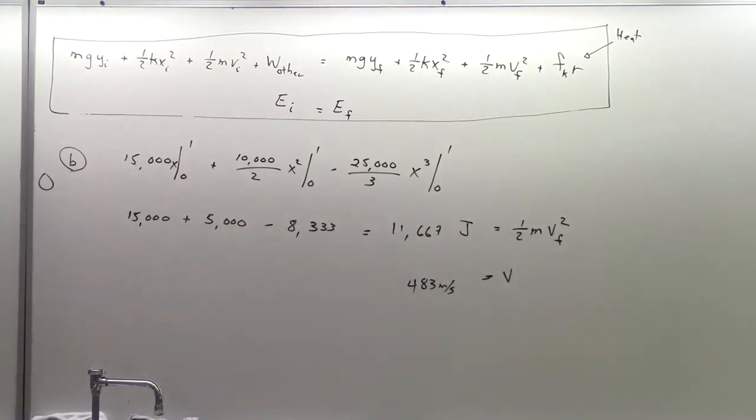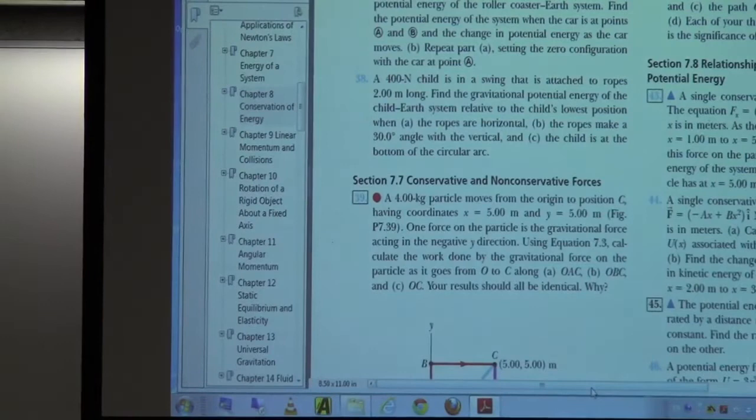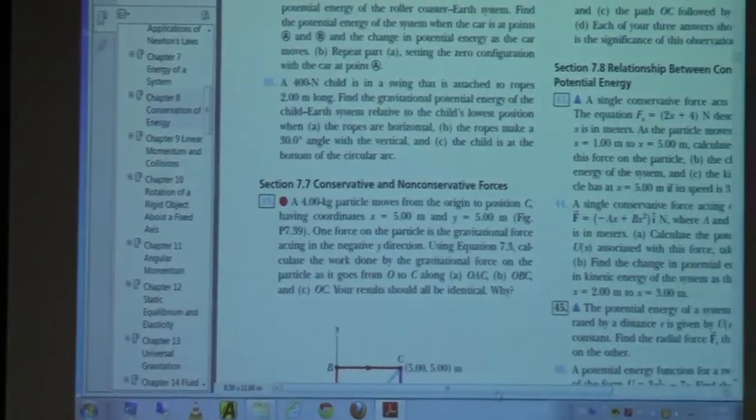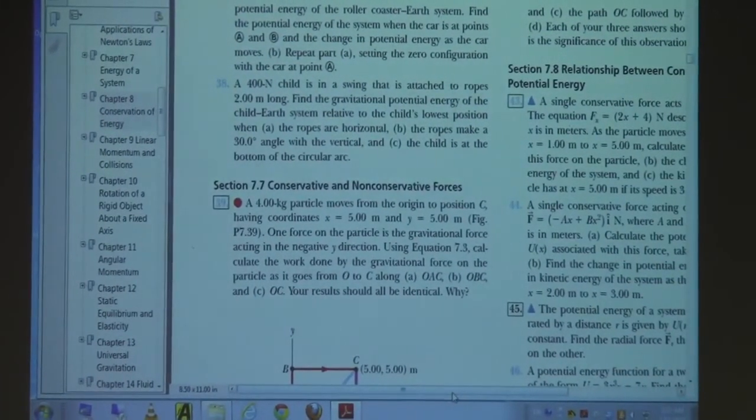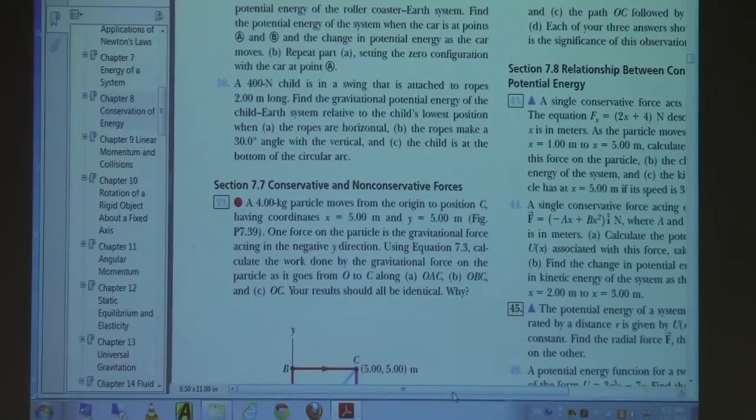Here we have a 400 Newton child in a swing that is attached to ropes that are 2 meters long. Find the gravitational potential energy of this child and Earth system, relative to the child's lowest position, when A, the rope is horizontal, B, the rope makes an angle of 30 degrees from the vertical, and C, when the child is at the bottom of the circular arc.